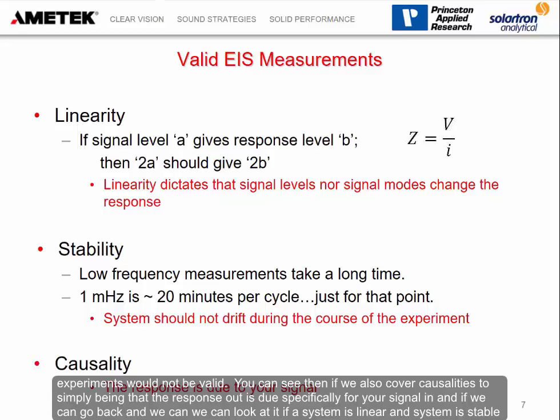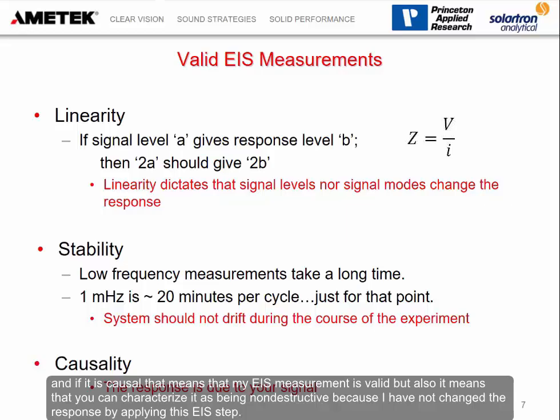We also cover causality, which is simply that the response out is due specifically to your signal in. If a system is linear, stable, and causal, that means my EIS measurement is valid, but it also means you can characterize it as non-destructive, because I've not changed the response by applying this EIS step.